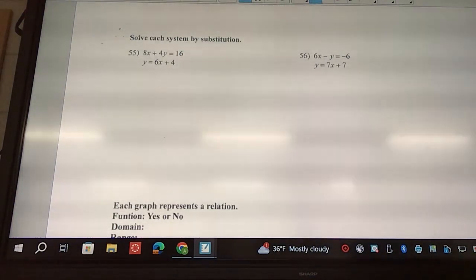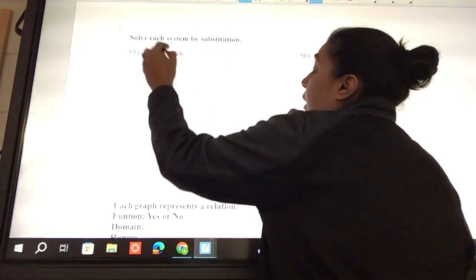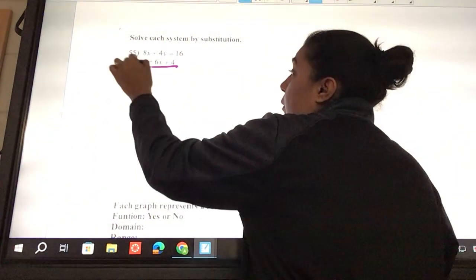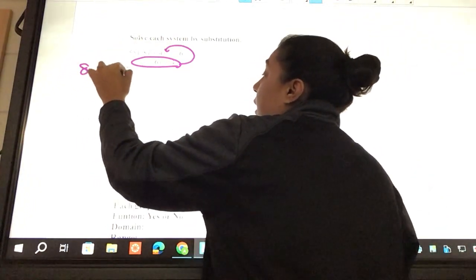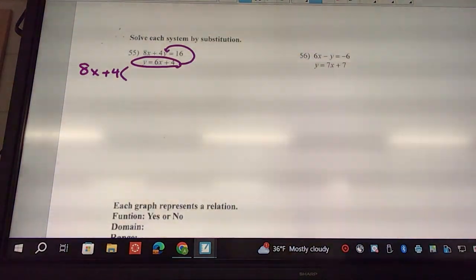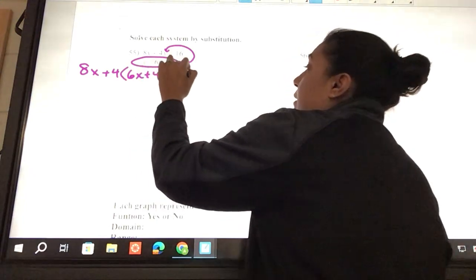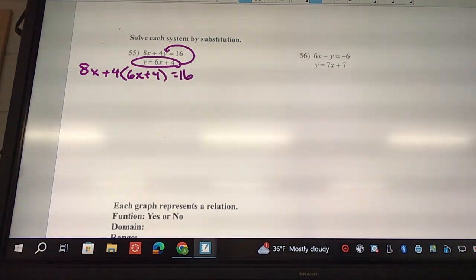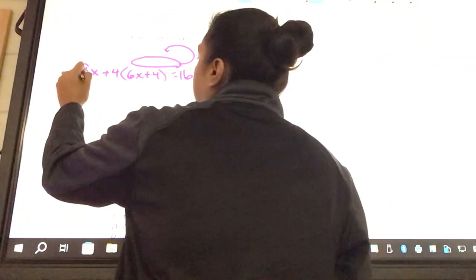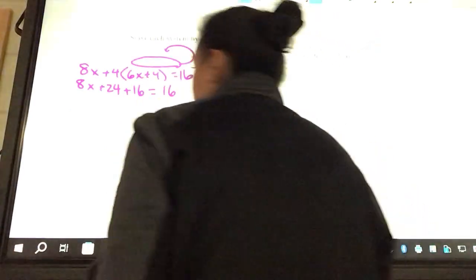Okay, for the substitution, we're going to circle y equals. Which one is it? The bottom one. We plug it in up there. So 8x plus 4, and instead of y, what am I putting? 6x plus 4. Again, if you suck at these, this is one I would guess on. From here, we're going to distribute. So I get 8x plus 24x plus 16 equals 16.